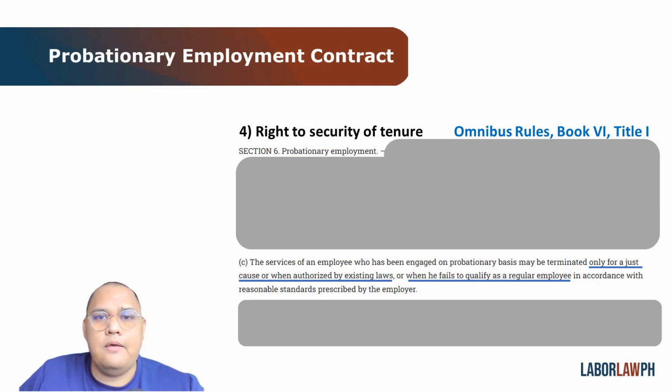Now, on the last day of probation, the probationary employee may also be dismissed from work if he or she fails to qualify for regular employment. It is necessary for the employer to notify the employee in writing regarding his or her non-qualification for regular employment. So do remember, a probationary employee has security of tenure. They cannot be easily dismissed during their probationary period, but on the last day of their probationary period, they may be dismissed if they fail to qualify for regular employment.